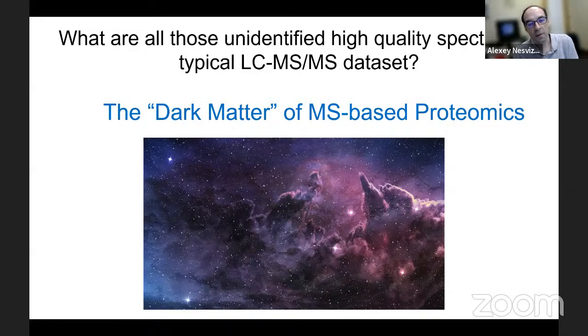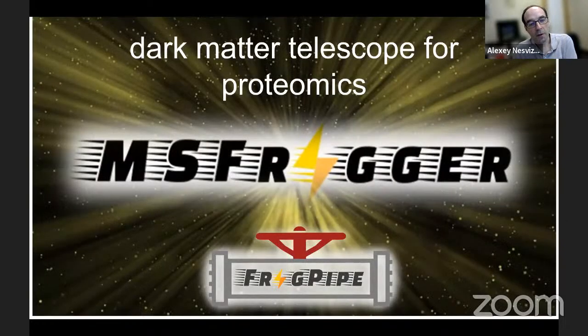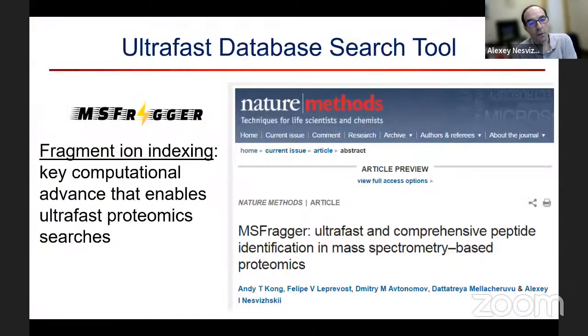So this dark matter of mass spectrometry-based proteomics is why we started developing, as our last iteration of our attempts to try to solve this, a new search engine that could allow us to identify those peptides in a much more efficient, comprehensive, and also much faster way. So that's how we ended up with the MSFragger search engine, which implements ultra-fast searching based on our fragment ion indexing strategy that we discovered and developed over the last 5-7 years.